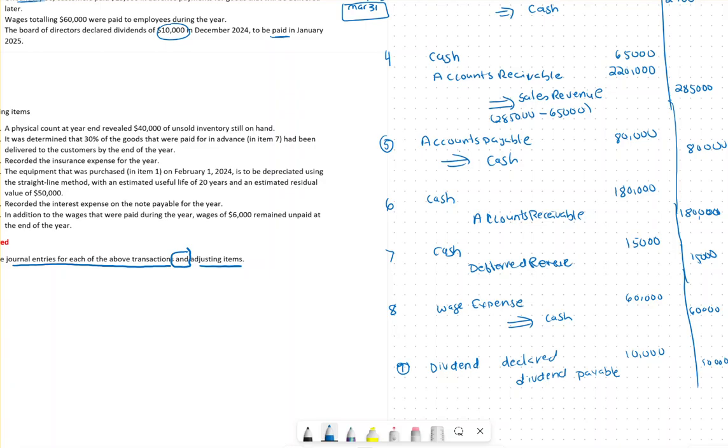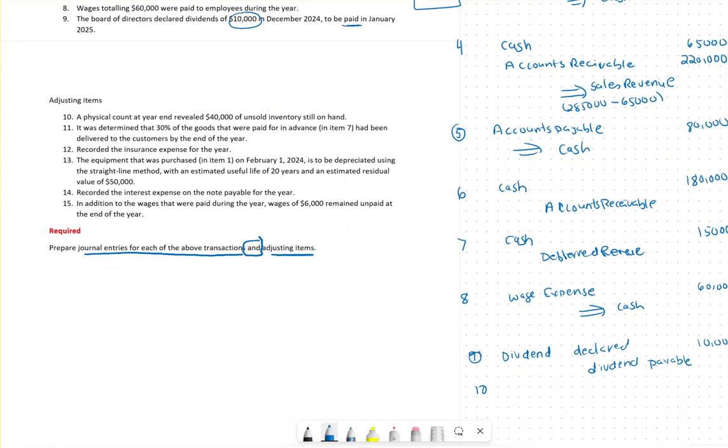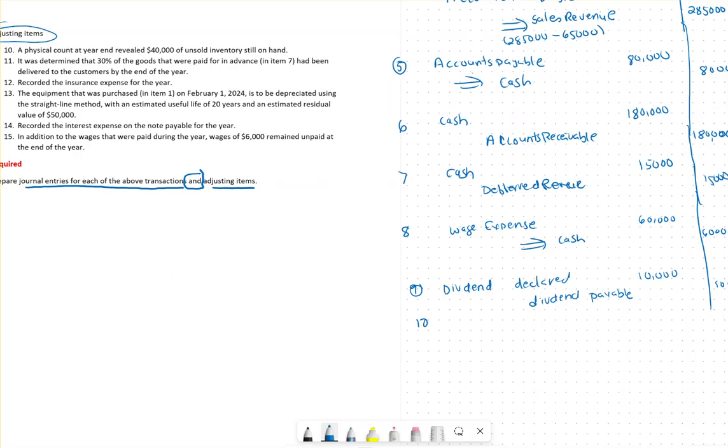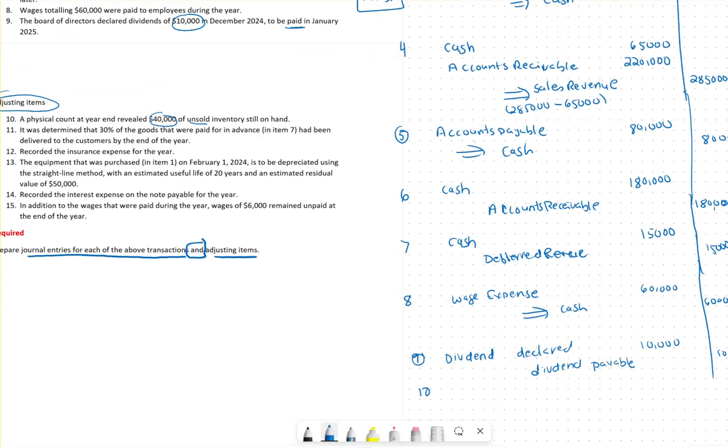Going to number 10. Now this becomes the adjusting entry. So these are my adjusting entries. We need to adjust at the end of the year. And what is my adjusting entry on the 10th? A physical count of the inventory revealed that the inventory we have on hand is 40,000. We want to know how much of the inventory we had. So I do a physical count of my inventory at the end of the year.